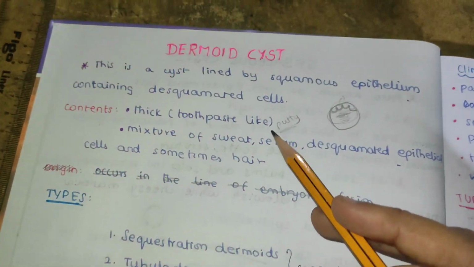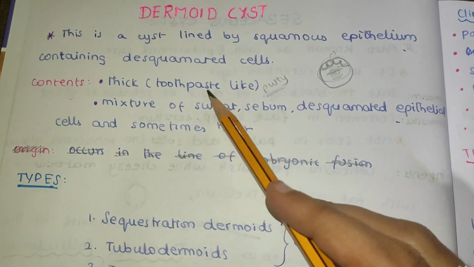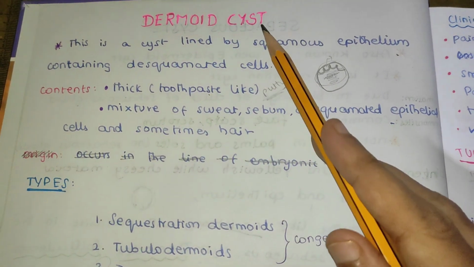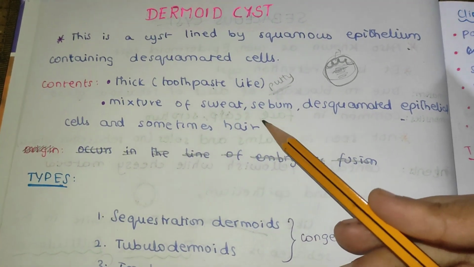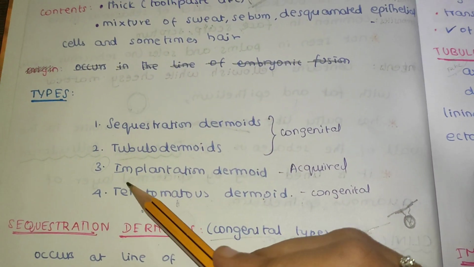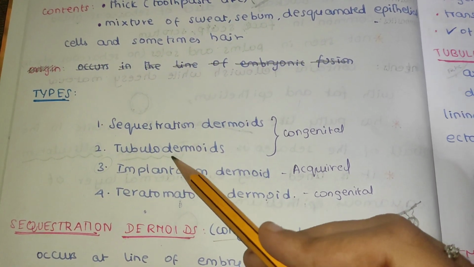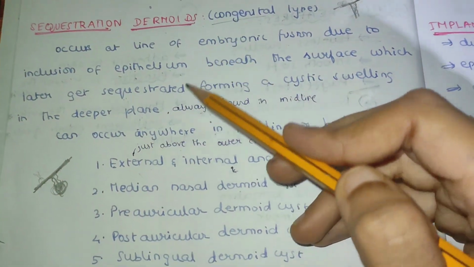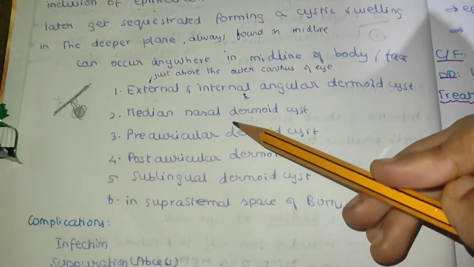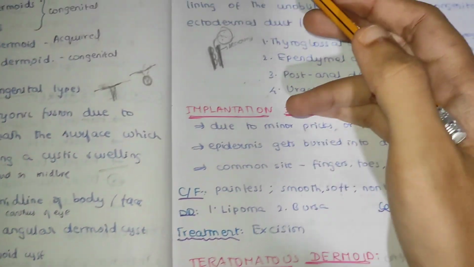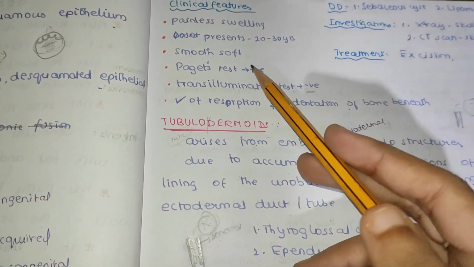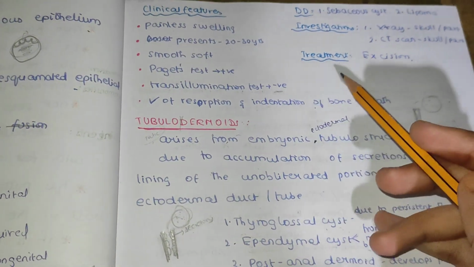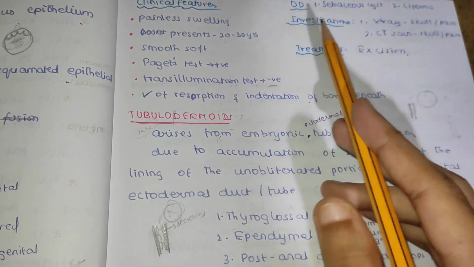First we are writing what is the definition, and next is the consistency of the content, what the contents are made of, obviously what are the structures present in the dermis, and the secretions must be the contents, and next is the three types of dermoid cyst. Out of these, three are congenital and one is acquired, and next one is the sequestration dermoid. We are writing the definition of sequestration dermoid, examples, complications, clinical features are the same: painless, smooth, soft, and the PERIS test is positive, transillumination test is negative. Next is the investigation, treatment, differential diagnosis.